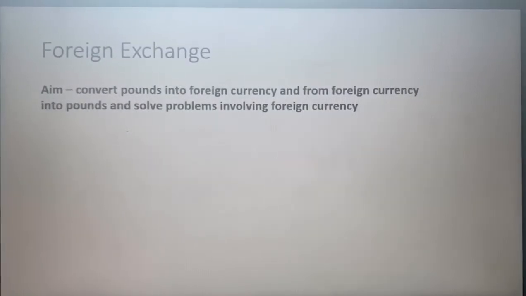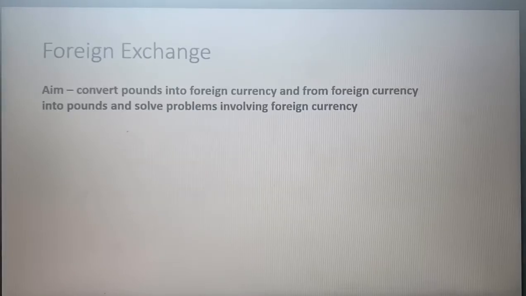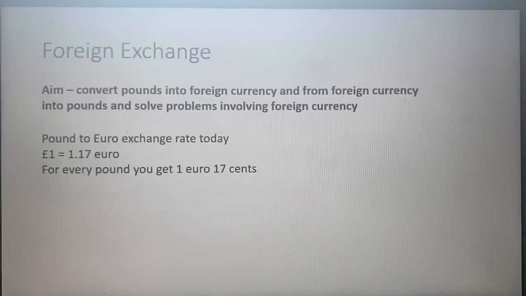Exchange rates are a way of converting from one currency into another currency, and we're going to look at converting from pounds into various different foreign currencies, and then to be able to convert back into pounds again and to solve problems regarding this. The exchange rate that we're using today is £1 gets you 1.17 euros.